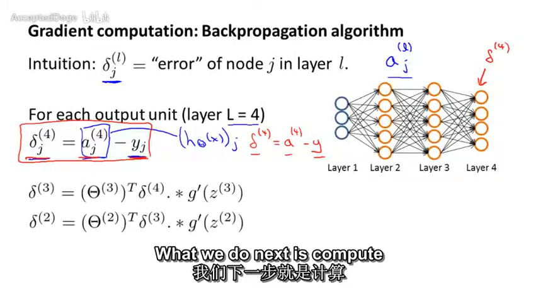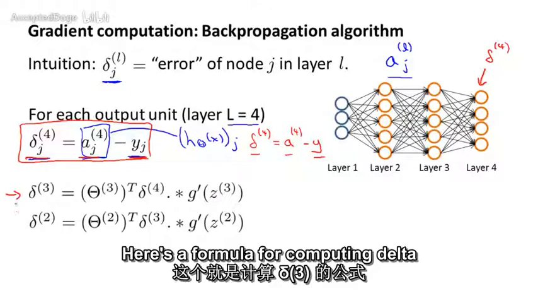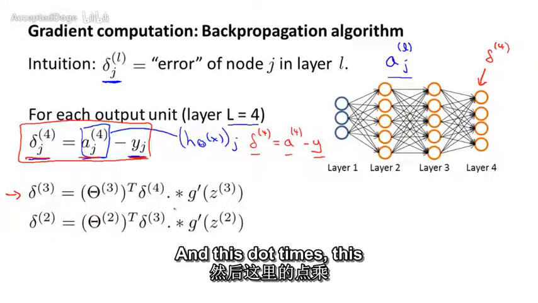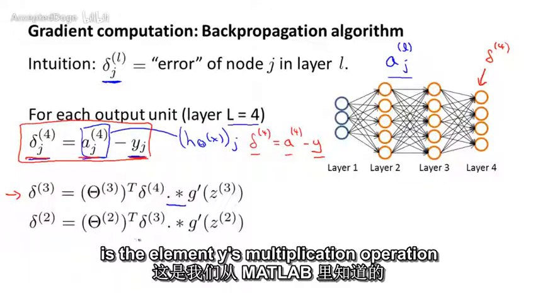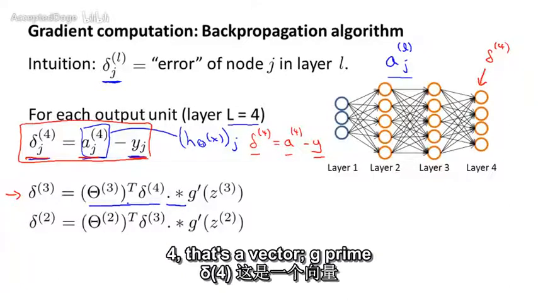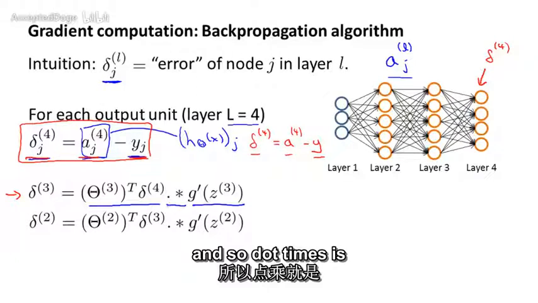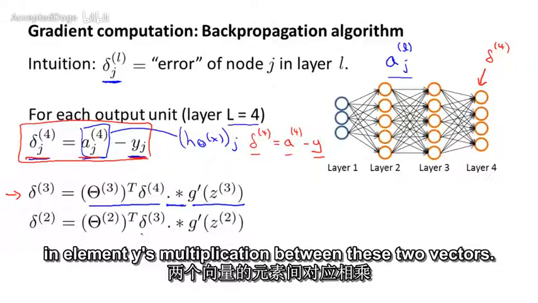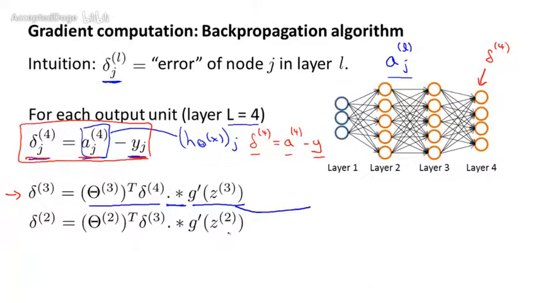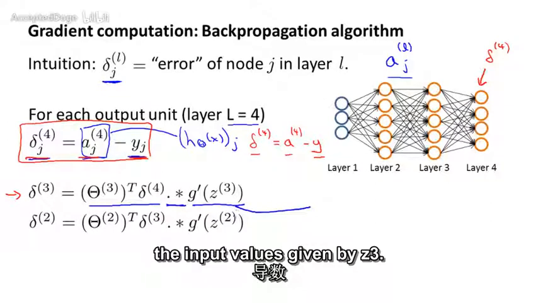What we do next is compute the delta terms for the earlier layers in our network. Here's the formula for computing delta 3. Delta 3 is equal to theta 3 transpose times delta 4, and this dot times, this is the element-wise multiplication operation that we know from MATLAB. So theta 3 transpose delta 4, that's a vector, g prime of z3, that's also a vector, and so dot times is an element-wise multiplication between these two vectors. This term g prime of z3, that formally is actually the derivative of the activation function g evaluated at the input values given by z3.